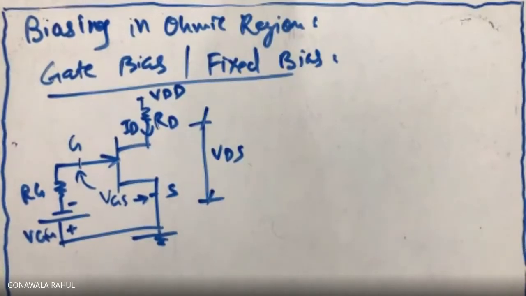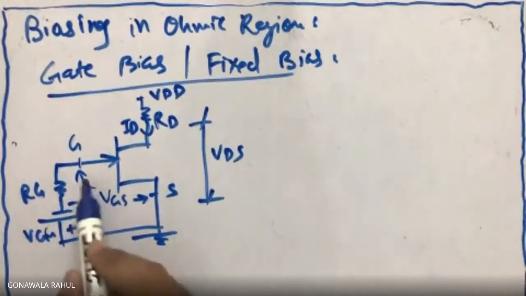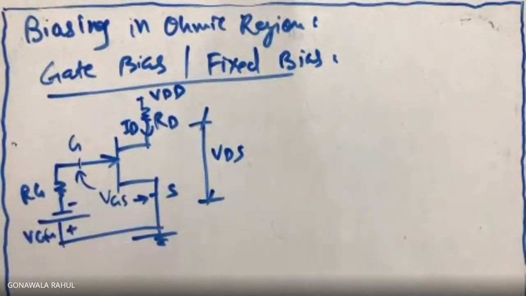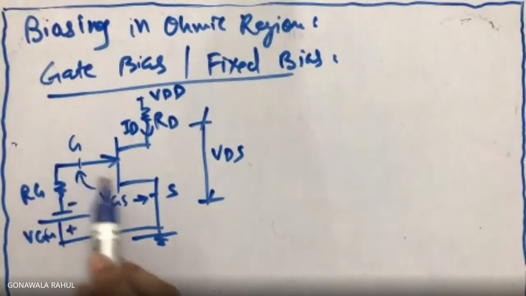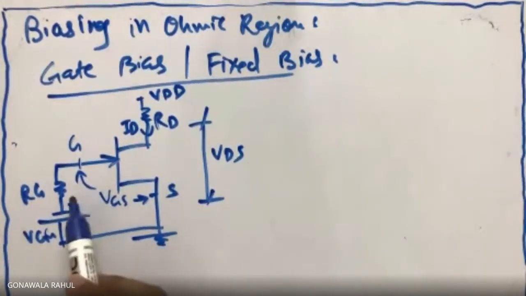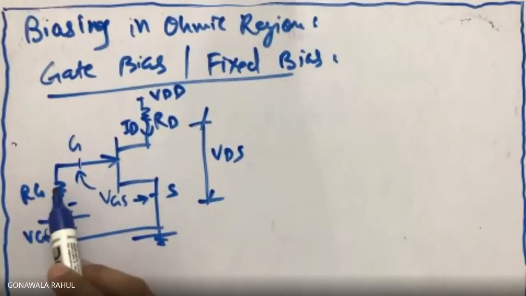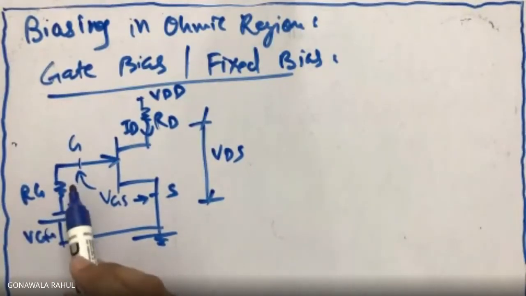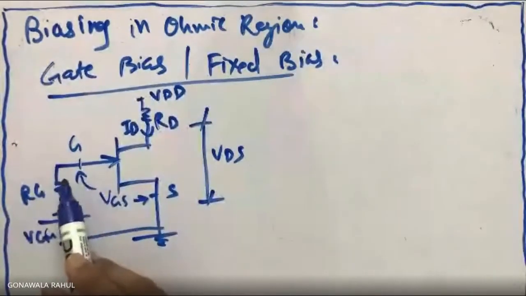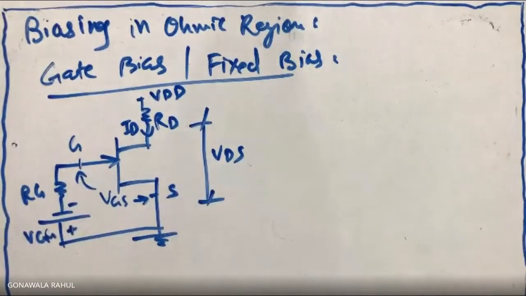Here negative VGG is used to ensure that the gate to source junction remains in reverse bias. Since it is in reverse bias, no gate current will flow, hence there will be no voltage drop across RG. RG plays a vital role when AC operation is concerned, so it has very little to do with DC operation of the amplifier, and we are going to observe only DC operation. So here there is no major role of RG.